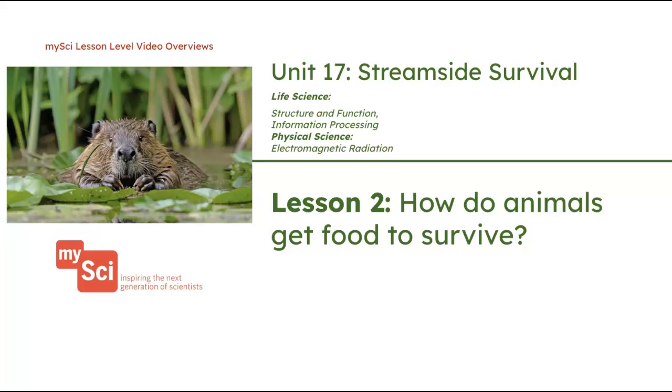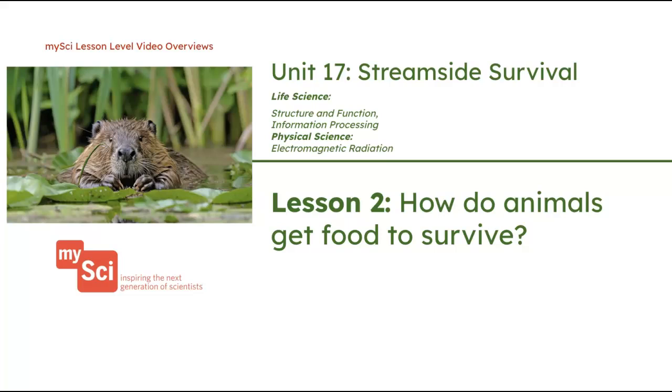Welcome to Lesson 2 in Unit 17, Streamside Survival. In this lesson, students will work together to answer the question, how do animals get food to survive? In this lesson, students provide evidence to argue what and how owls and other wetland animals eat. Students figure out that animals use external and internal structures to find, eat, and digest their food.